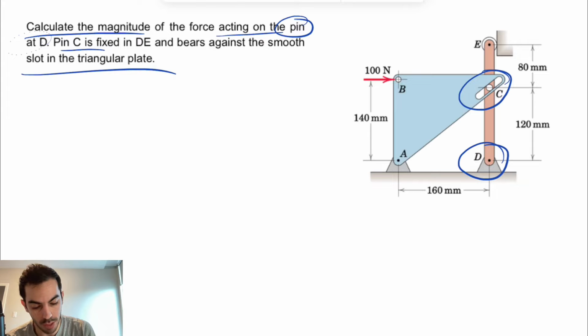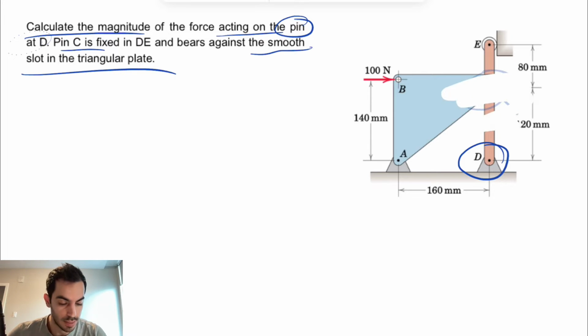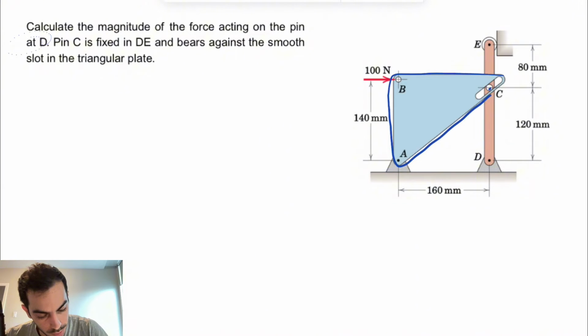So the smooth part refers to no friction, so we don't need to consider any friction force along this part. So we only have a normal force that is applying at point C, and we can dismantle the system and start with the free body diagram of the triangle that we have in here. So let's just show all the forces in the free body diagram for here.